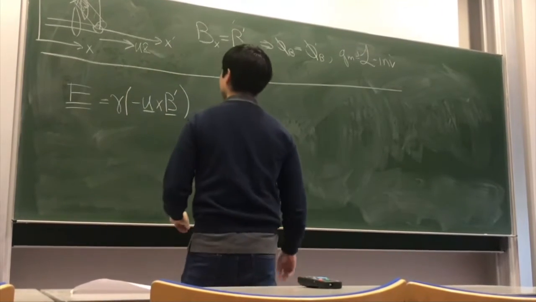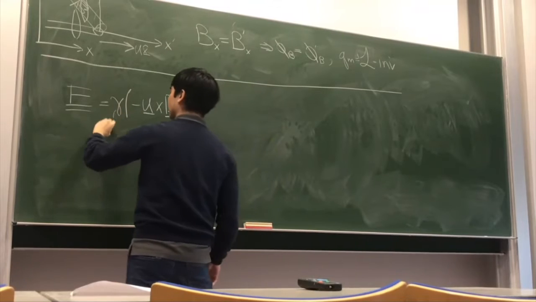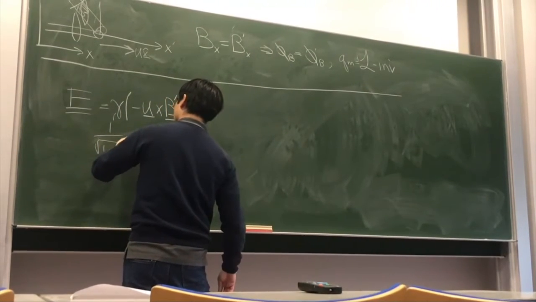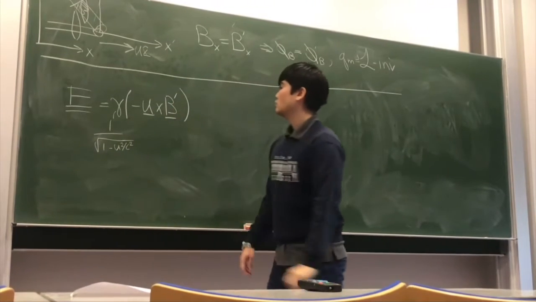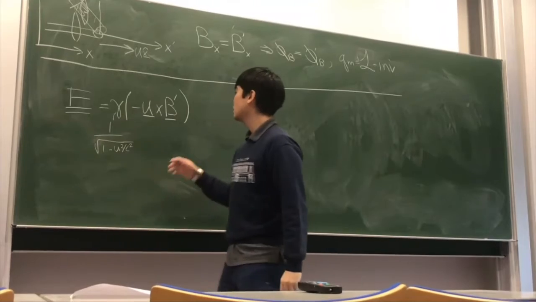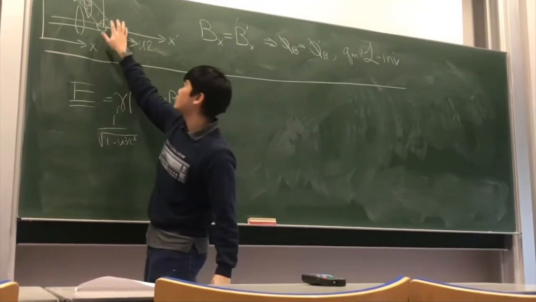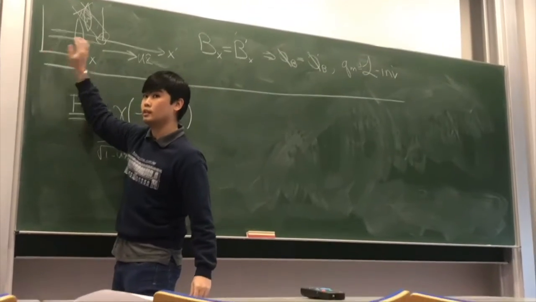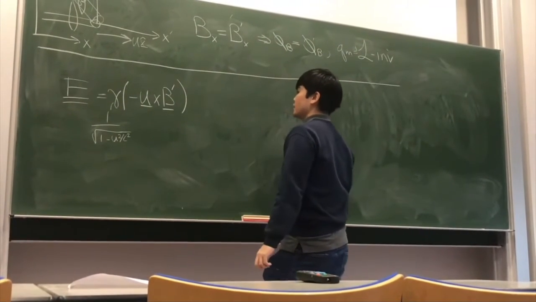So this gamma here is gamma u. So this is just the transformation of the F mu nu, and then you get this. So the B prime is the magnetic field in this x prime frame, and the E here is the electric field in this x frame.